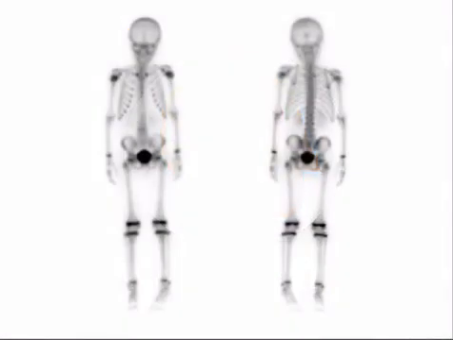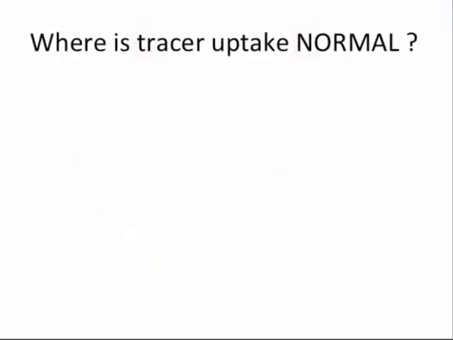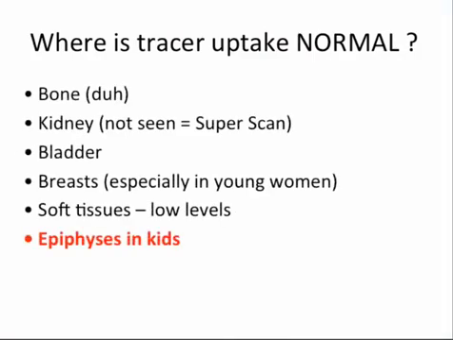All right, next case. Well, we've got multifocal cancer, right? So here's the question. Where is tracer normal? Bones, obviously. Kidneys, assuming it's not a super scan. A little bit in the bladder. You can have mild symmetric uptake in the breast, especially in young women. A little low soft tissue, right? You can sort of see the faint outline of their skin. You can tell if they're big and fat sometimes, right? And then you can see it in the growth plates of kids, right?